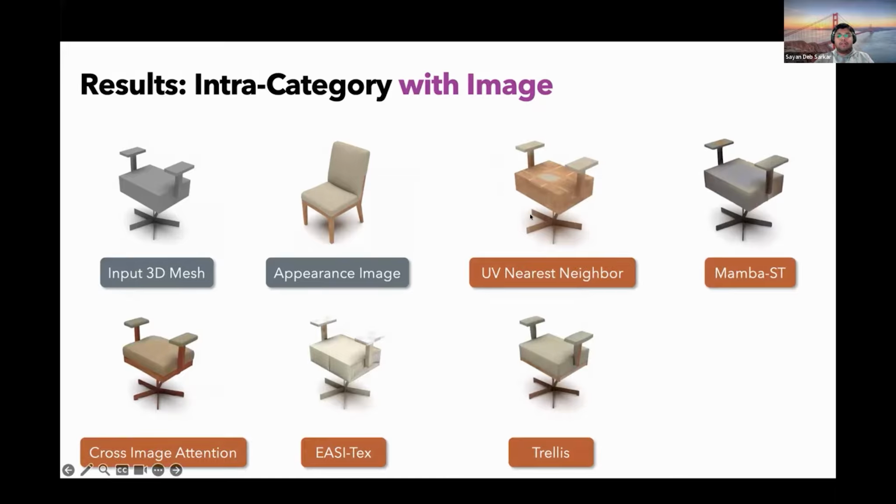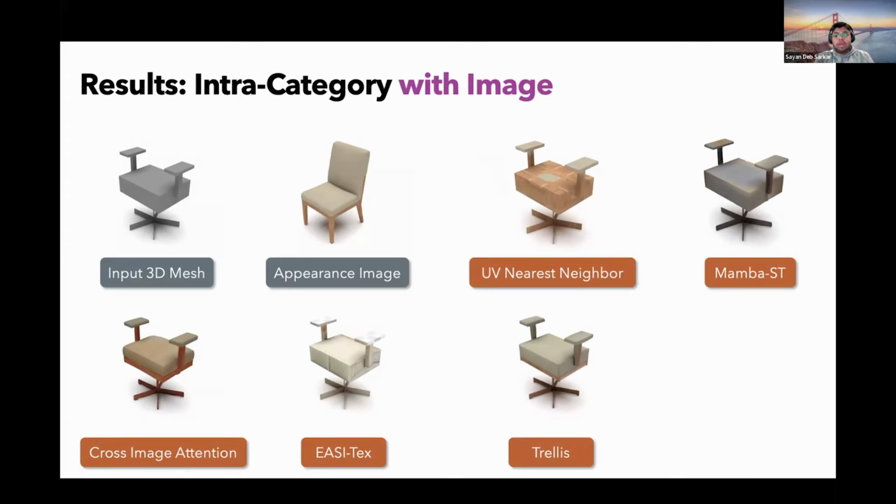First, we devise a very naive UV nearest neighbor approach. We take the texture map of this asset, and we say that if two points are nearest to each other in these two meshes, just put the texture map next to each other. This is the easiest baseline we could think of.